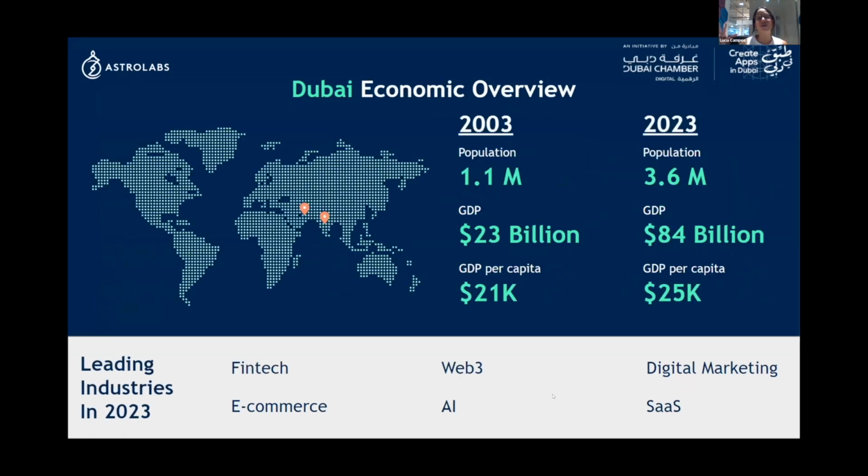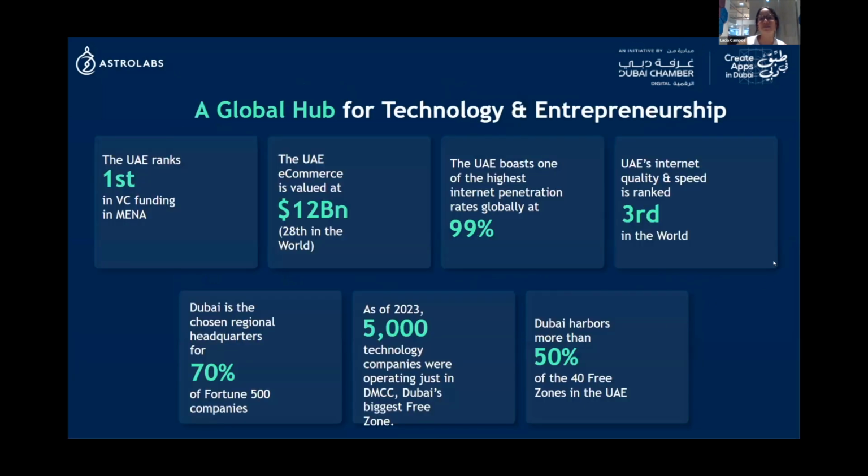And the same thing when we zoom into Dubai. We've seen the same exponential growth in population and in GDP. It's quadrupled in the past 10 years. And some of the leading tech industries include Web3, AI, fintechs, and we really do see this at Astrolabs.